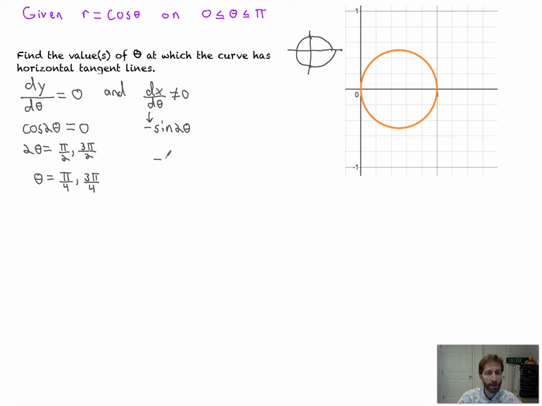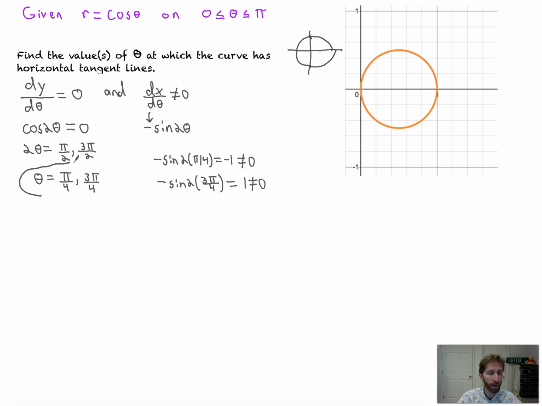So I'm going to check and say that negative sine of 2 times pi over 4 is actually going to equal negative 1, which doesn't equal 0. And we've got negative sine of 2 times 3 pi over 4. I'm checking the theta values here to make sure that dx d theta doesn't equal 0. Well, that equals negative sine of 3 pi over 2, which ends up equaling positive 1, which doesn't equal 0. Okay, so dx d theta doesn't equal 0 at the places where dy d theta does equal 0.